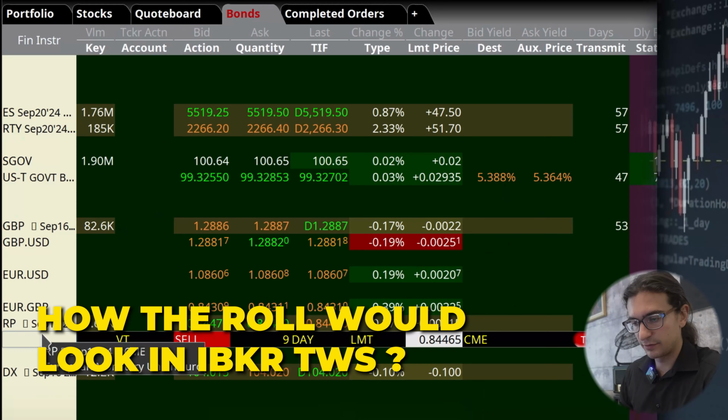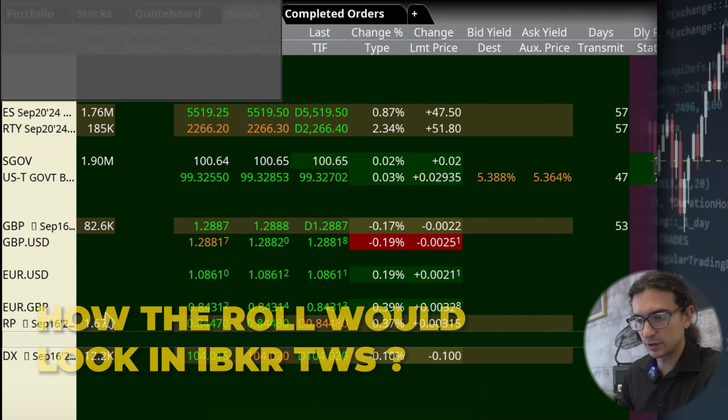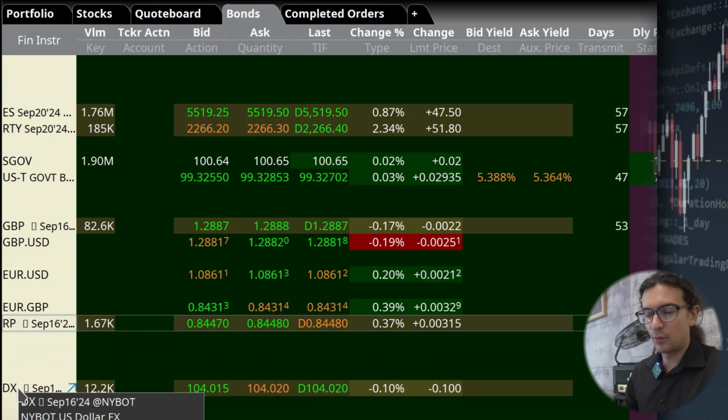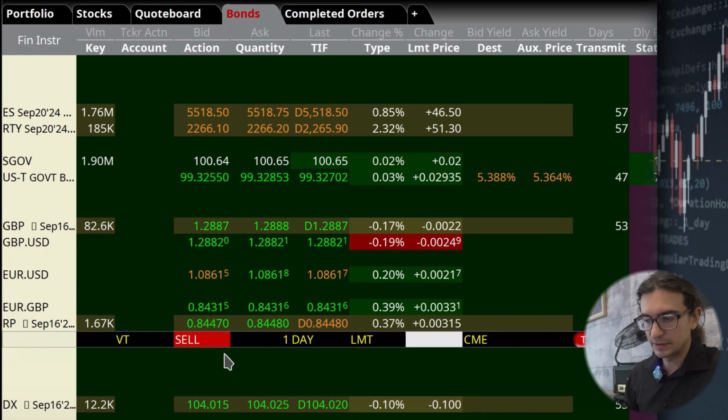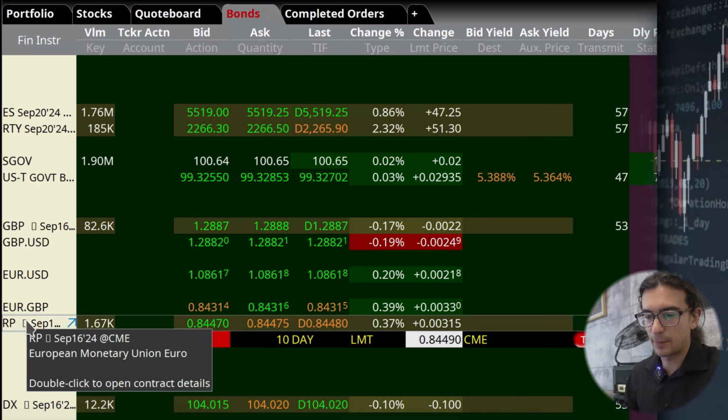So just as a quick example of what the roll would look like, I want you to hypothetically imagine that I am short 10 of these RP contracts. Let's say I'm short 10 of them. I just put in a sell order there. I'm not going to do it because this is a live account, right? But let's say my position is short 10 of these September expiring euro against the pound futures.